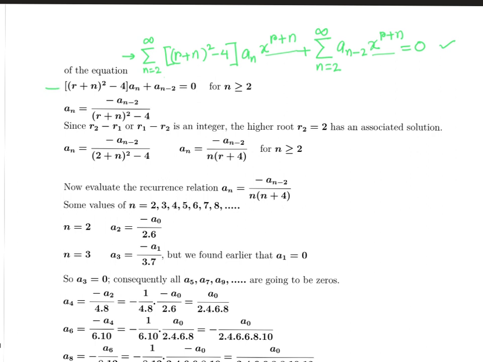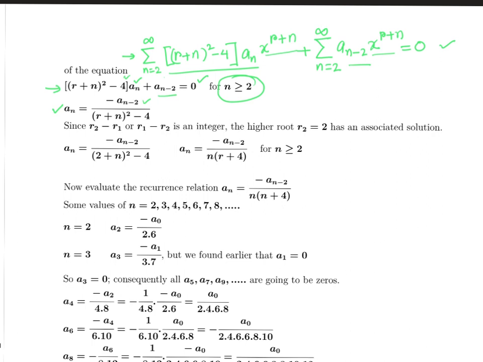If we combine the coefficients on the left, we get r plus n whole square minus 4 times a sub n, which is just this. And the next one is a sub n minus 2. These two added together must give you 0. Remember, this has to be true only for n greater than or equal to 2. Now, if I solve for a sub n, I get negative a sub n minus 2 over r plus n whole square minus 4.